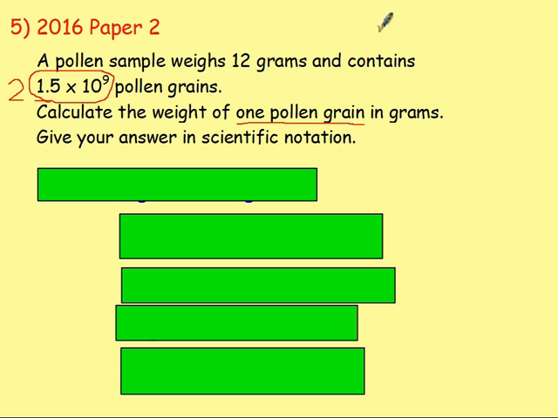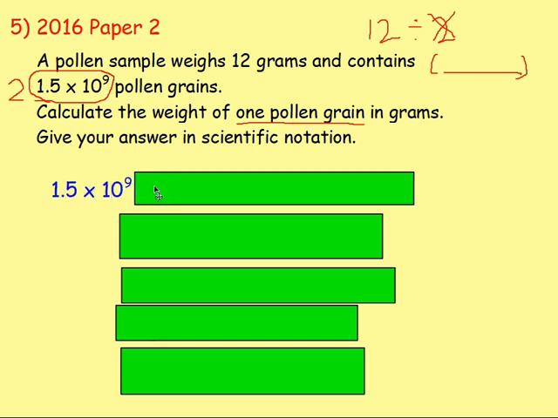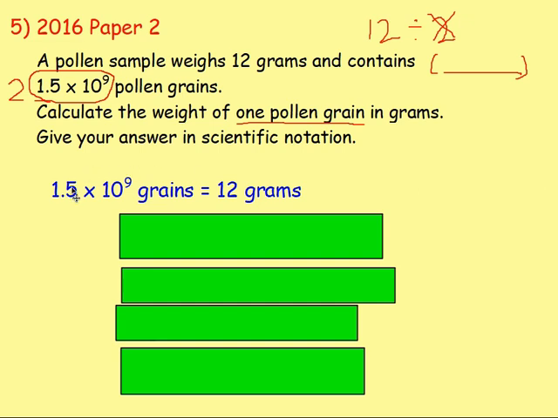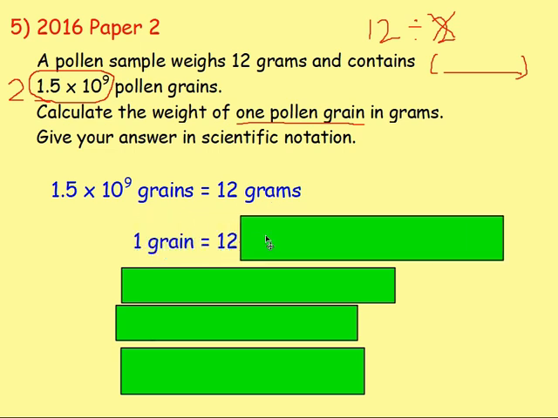But it's not going to be the 12 divided by 2, because it is not just 2 pollen grains. There are 1.5 times 10 to the power of 9 pollen grains. So we're not dividing by 2. What we're really dividing by is that number in scientific notation, the 1.5 times 10 to the power of 9. That will give us the weight of each one. We're told that there's 1.5 times 10 to the power of 9 grains, and that's equal to 12 grams. So to get just 1 grain, we take that 12 and divide it by, remember, I just changed that. I said imagine if it was 2. It's not 2.